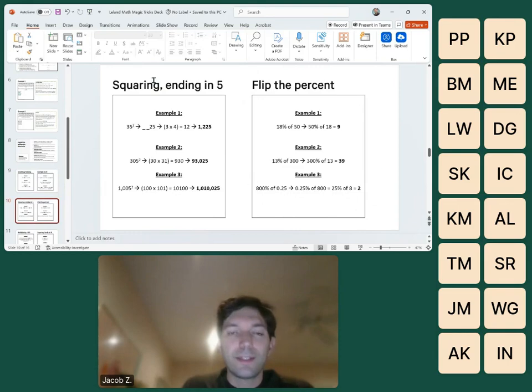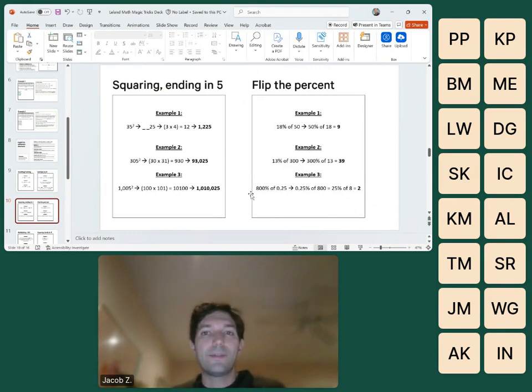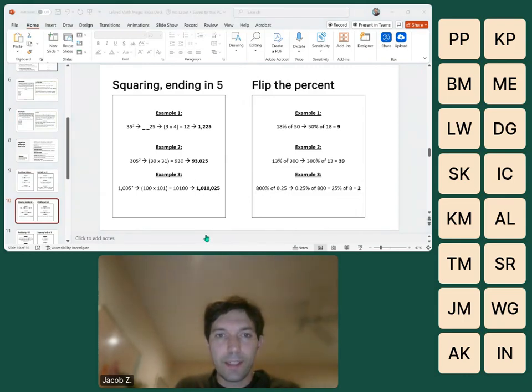Okay. The next two examples I have here are squaring numbers ending in 5 and flipping the percent. Can you guys see the deck now? The right slide. Great. Okay.